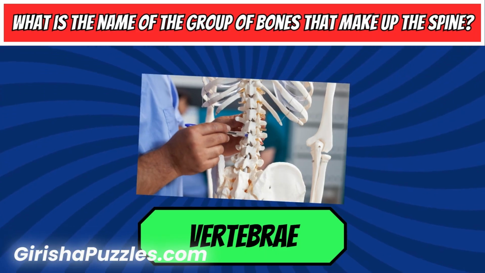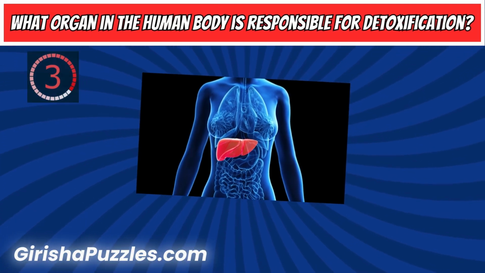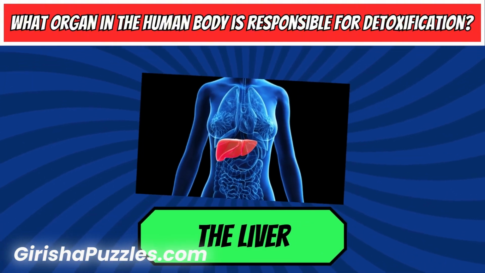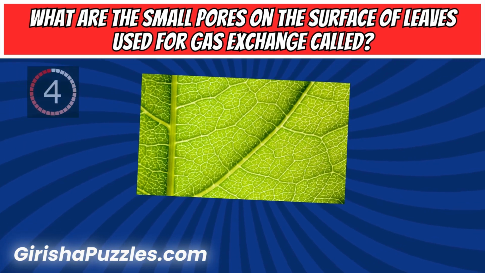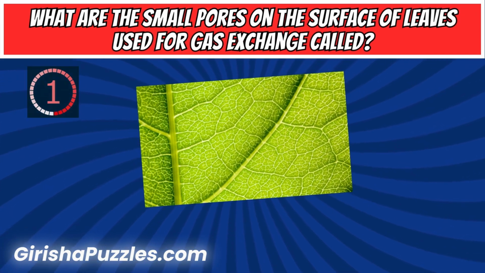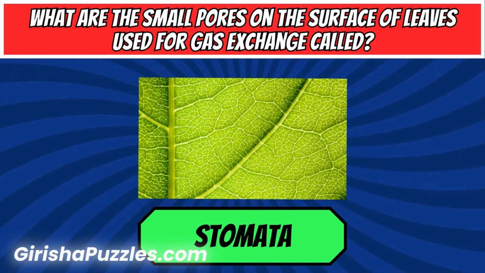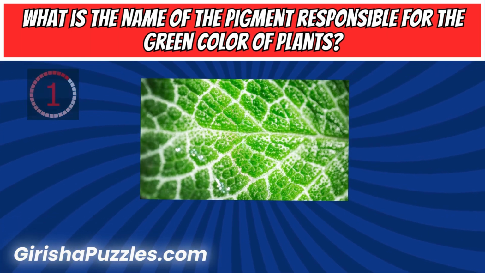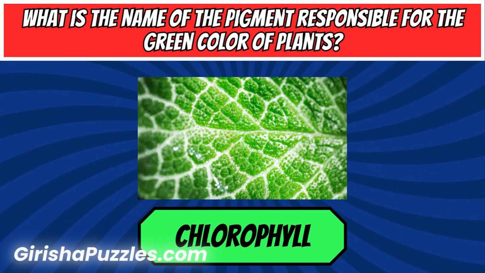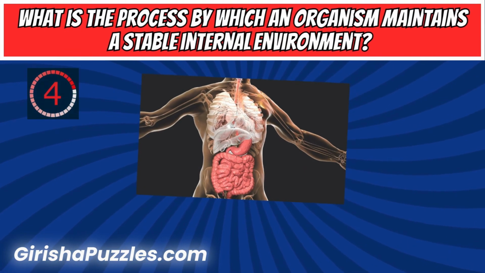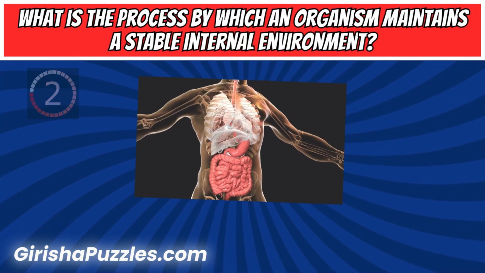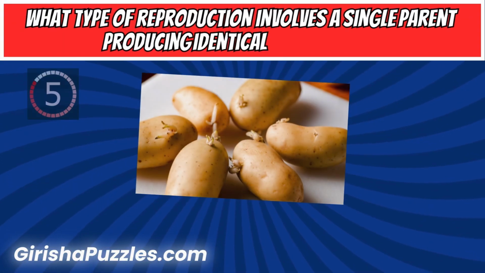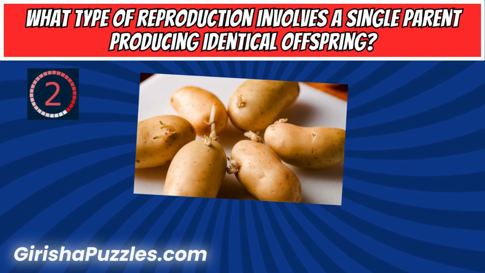Vertebrae. What organ in the human body is responsible for detoxification? The liver. What are the small pores on the surface of leaves used for gas exchange called? Stomata. What is the name of the pigment responsible for the green color of plants? Chlorophyll. What is the process by which an organism maintains a stable internal environment? Homeostasis. What type of reproduction involves a single parent producing identical offspring?